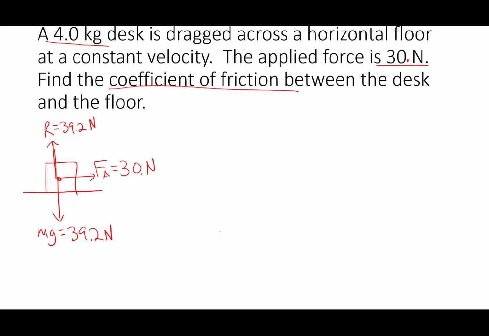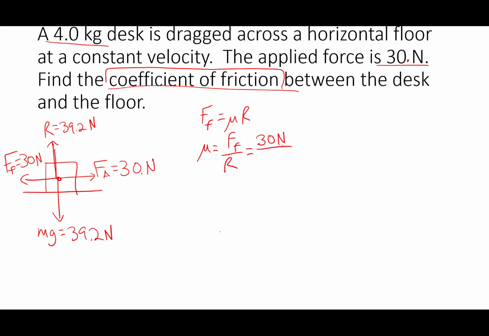And since it's a constant velocity, I know that my force of friction has to cancel out the applied force, so it's also 30 newtons. We want to find the coefficient of friction, so we'll use our equation. Friction is mu times the normal force. Mu is equal to, divide both sides by R, force of friction over the normal force. Force of friction, we know, is 30 newtons. Normal force is 39.2 newtons. So mu is equal to 30 over 39.2.